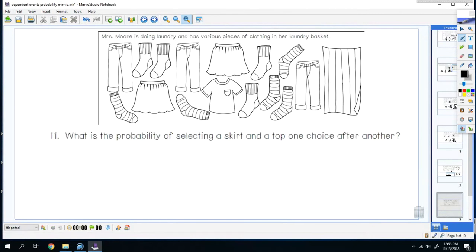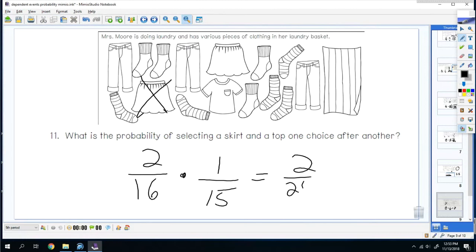11, what's the probability of selecting a skirt and a top, one choice after another? So what's the probability of getting a skirt? Well, there's 16 items, and there's only 2 skirts. You take 1 skirt out, you don't take both of them out. Then I get a top, so that'd be 1/15. So the answer would be 2/240, which is 1/120.